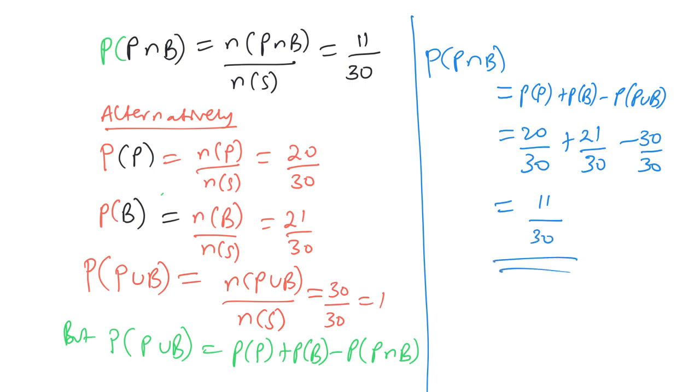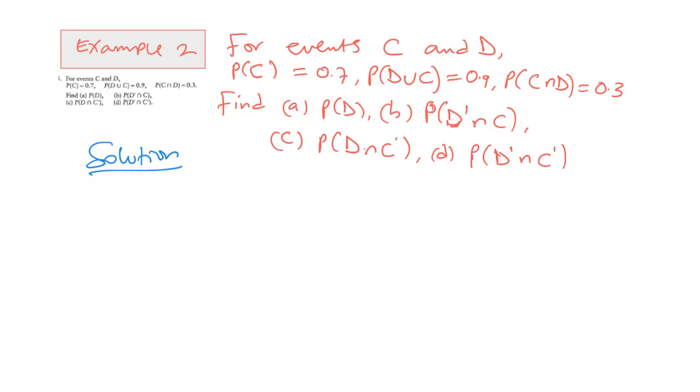But I found that using Venn diagrams was a better approach than this. So let's look at the second problem. Let us look at example 2. Still it was printed out, but the print is so small, so I've decided to rewrite it. For events C and D, they are giving us the probability of C as 0.7, probability of D union C is 0.9, probability of C intersection D is 0.3. They want us to find probability of D, probability of D intersection C complement, and then the rest.